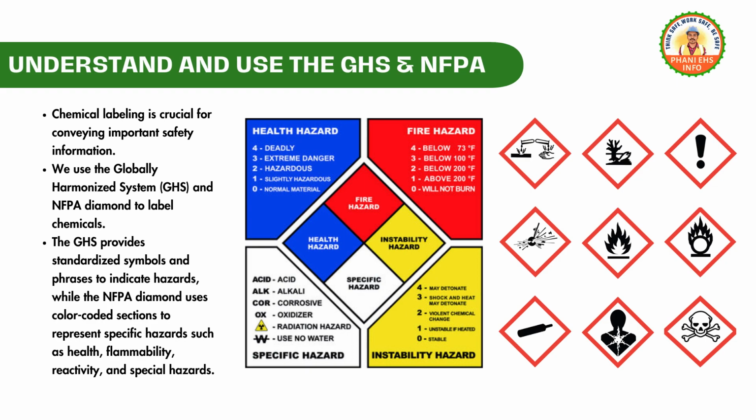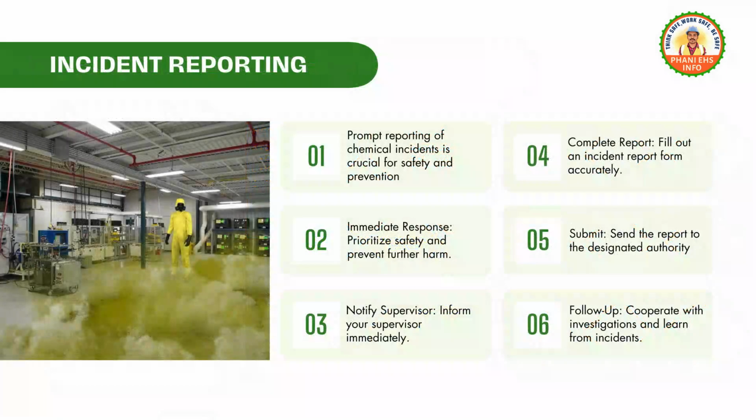Understand and use the GHS and NFPA. Chemical labeling is crucial for conveying important safety information. We use the Globally Harmonized System (GHS) and NFPA Diamond to label chemicals. The GHS provides standardized symbols and phrases to indicate hazards, while the NFPA Diamond uses color-coded sections to represent specific hazards such as health, flammability, reactivity, and special hazards.